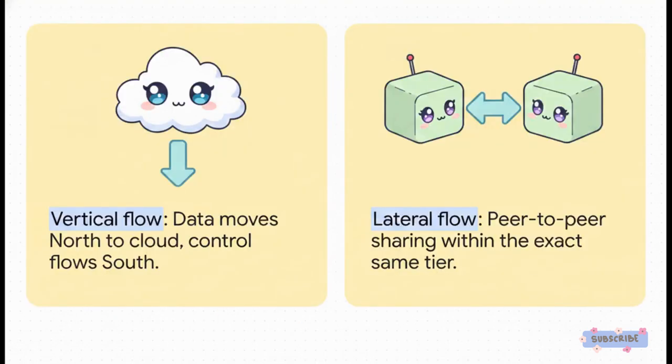Now this part is a real game changer, how these layers actually talk to each other. The architecture supports 2 distinct types of communication. First is north-south. This is vertical.